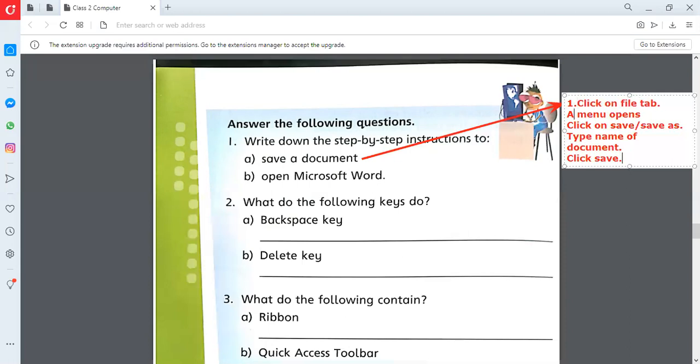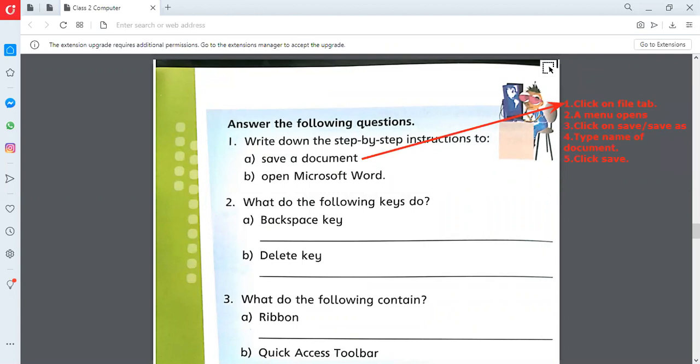First one is you have to click on the file tab. The second one is a menu will open. Third step, click on save or save as. And then the fourth step, type name of document. And the fifth step is click save. So these are the 5 steps which are in question number 1 part A. So you have to write this right now in your notebook.